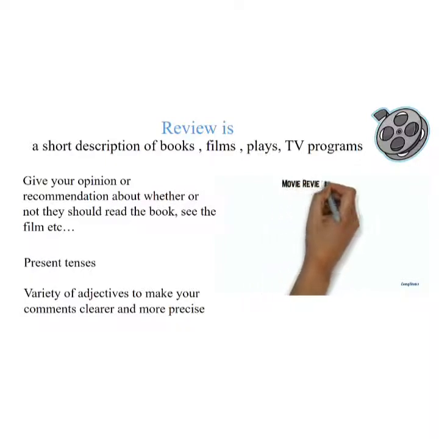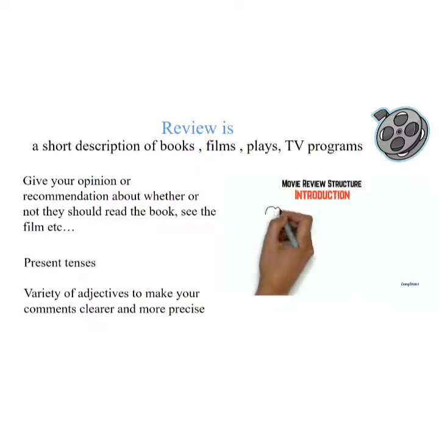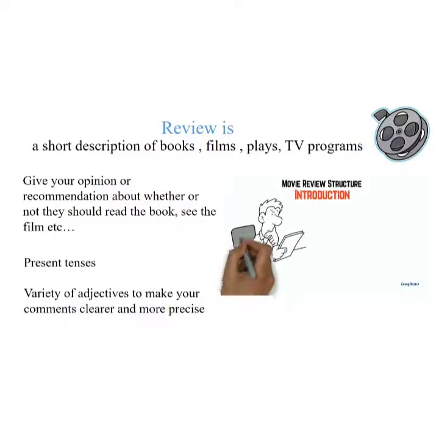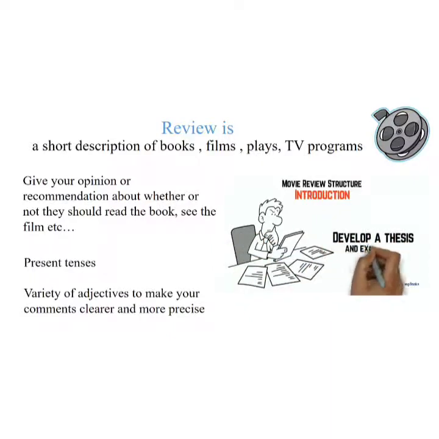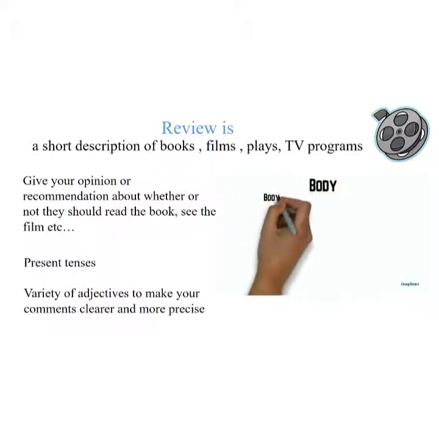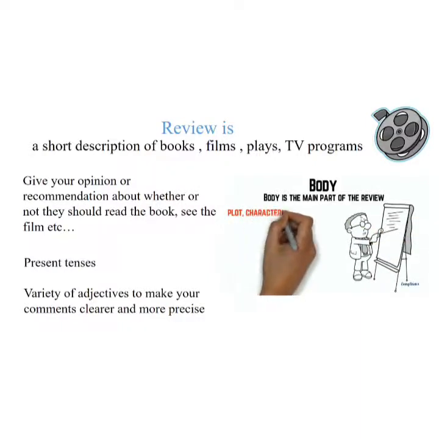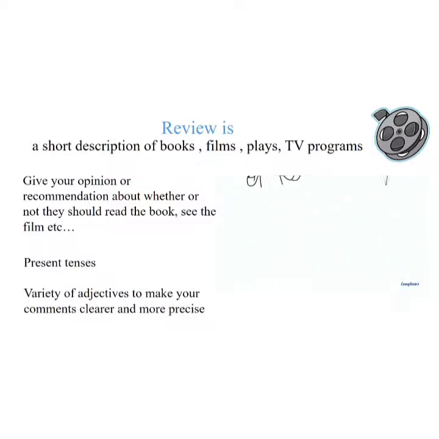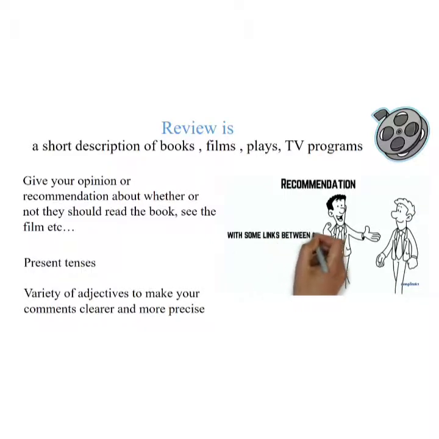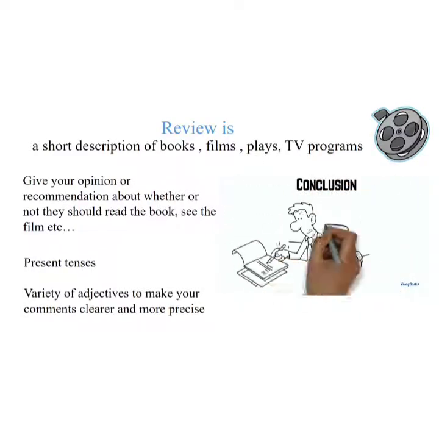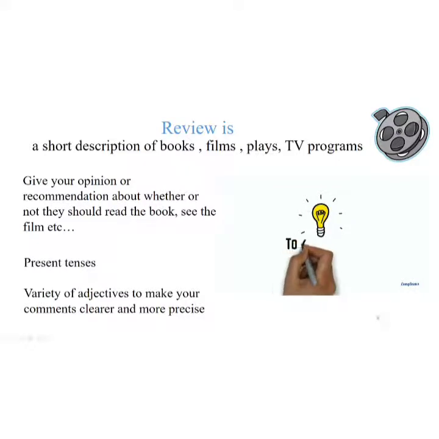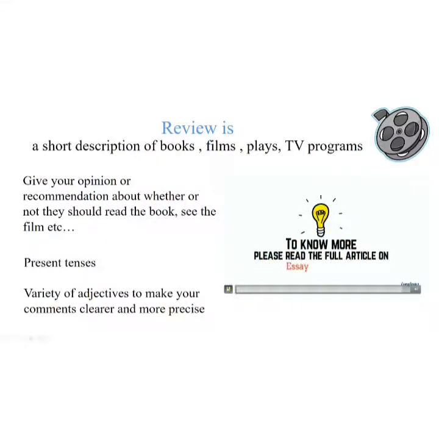Movie review structure. Introduction. Introduce the movie and your purpose in writing this review. Develop a thesis and explain your main point or argument. Body. Body is the main part of the review. This is where you discuss the movie. Plot, characterization, themes, it all goes here, along with your opinion of them. Recommendation. Recommend who would enjoy this film with some links between it and previous films. Sum everything up and reiterate the introduction. To know more, please read the full article on essaybasics.com.